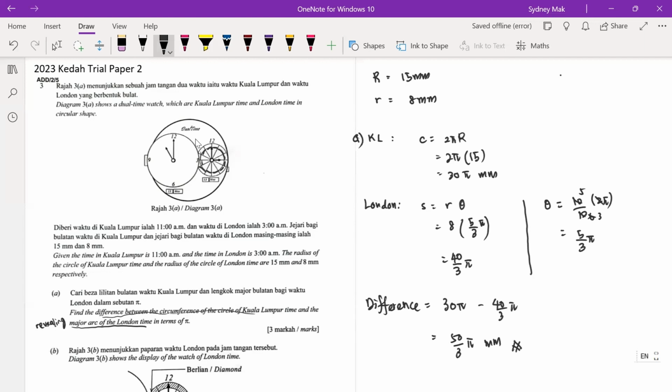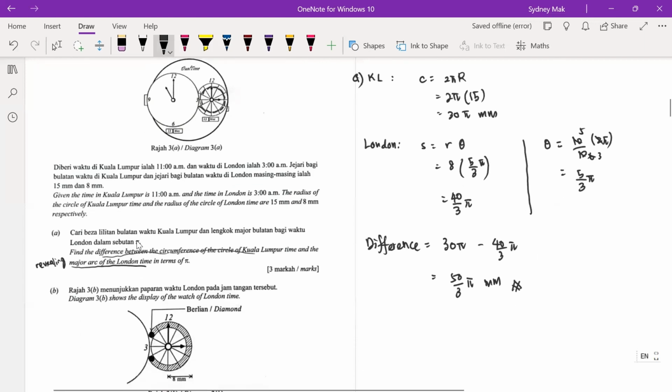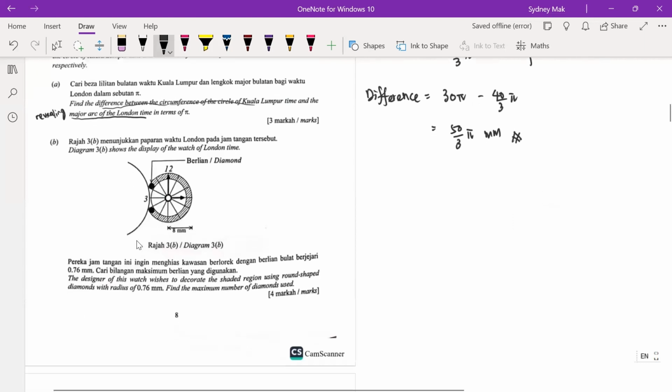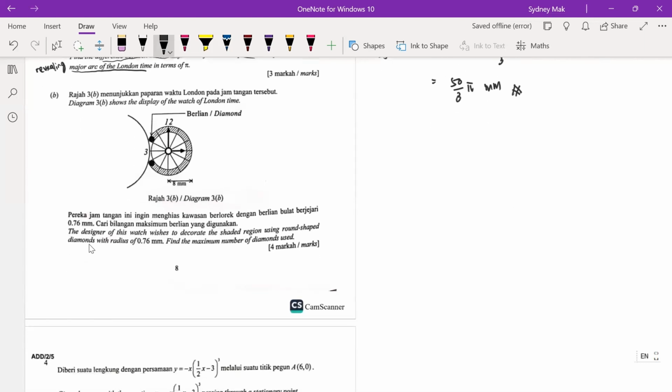Now next, the second part. Part B shows the display of the watch of London time. The designer of this watch wishes to decorate the shaded region using round-shaped diamonds with radius 0.76 mm. Find the maximum number of diamonds used. We need to know how many diamonds, which are in the shape of a circle, we can fit in.